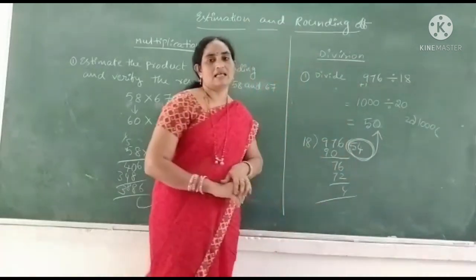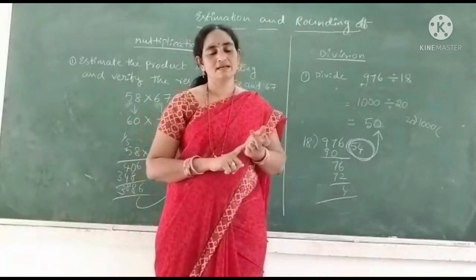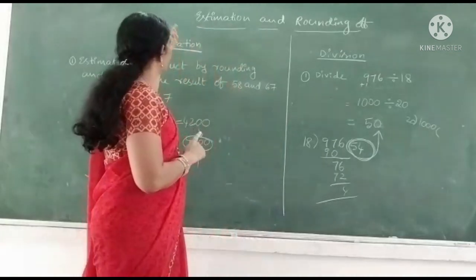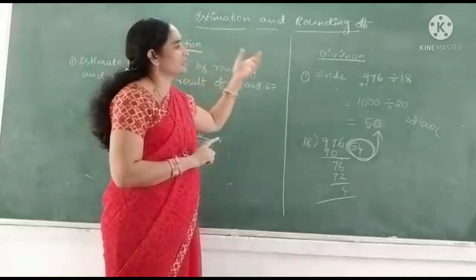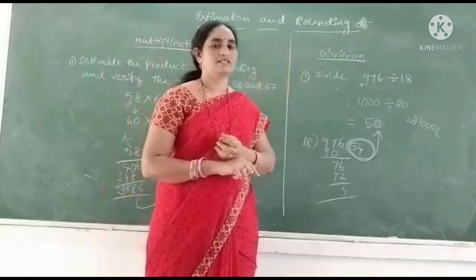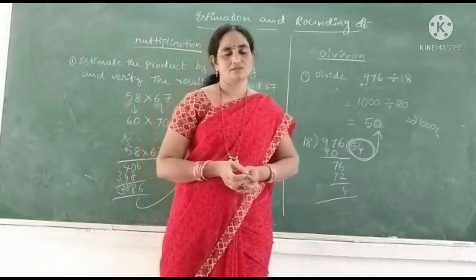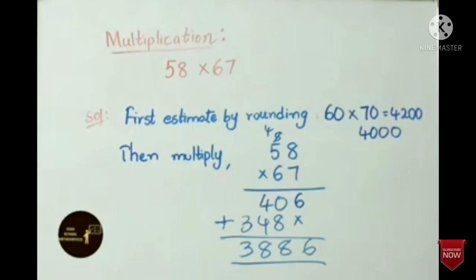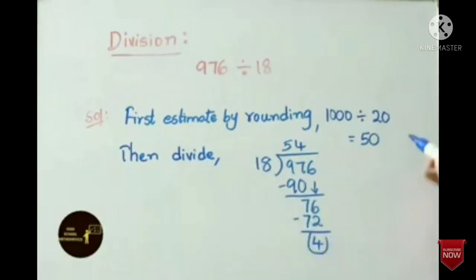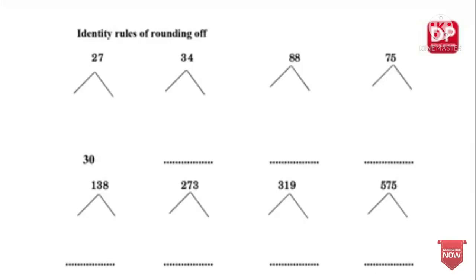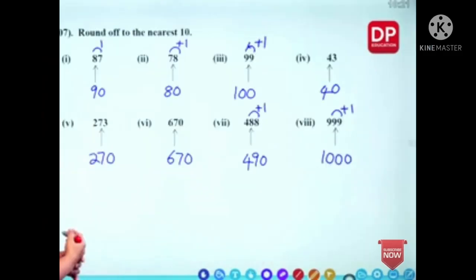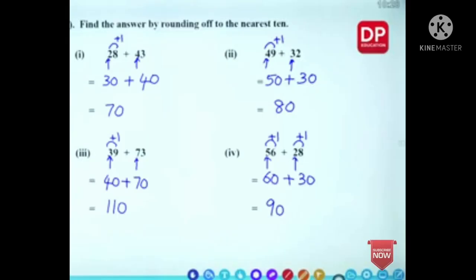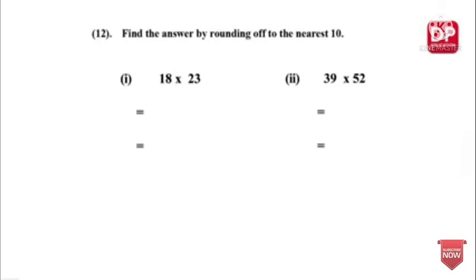So now we add: round off to tens, round off to hundreds, round off to thousands. And the applications are addition, subtraction, multiplication and division. So next we take the worksheet also. In today's class, we discussed round off to tens, hundreds, thousands, and we applied these to addition, subtraction, multiplication, and division. Take screenshots of these worksheets and practice them.